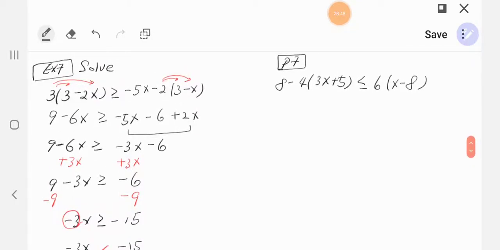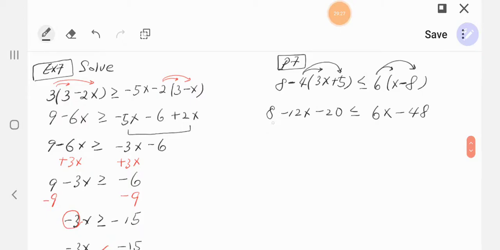Okay, problem 7. Why don't you stop and then try this? Okay, did you get the solution? All right, we will do the same thing. So, okay, distribute. So 3x times negative 4 is negative 12x. 5 times negative 4 is negative 20. Less than or equal to, okay, the right side is 6 times x, 6x. Multiply these two. So negative 8 times 6 is negative 48.